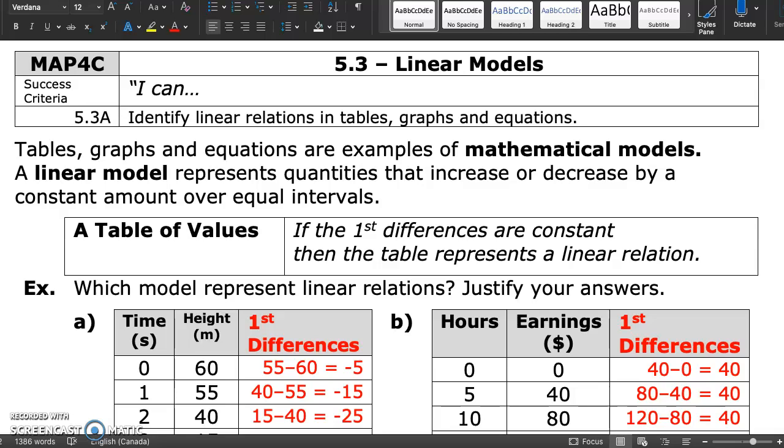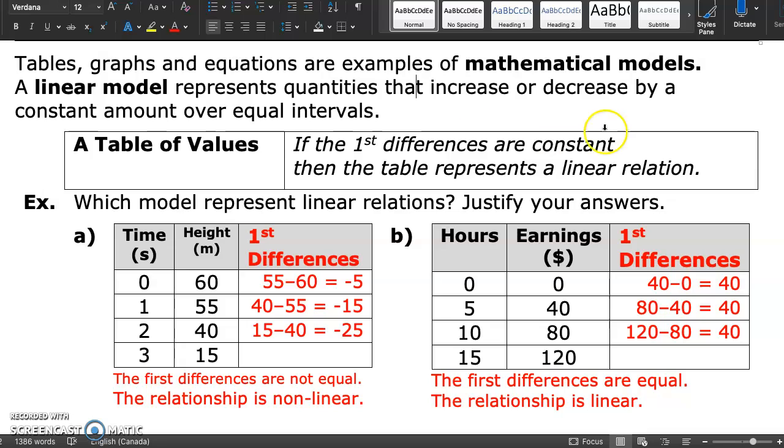MAP4C 5.3 linear models. So we are going to investigate linear relations in tables, graphs, and equations. A linear model represents quantities that increase or decrease by a constant amount over equal intervals. So the interval needs to be equal, as well as the difference between adjacent values.